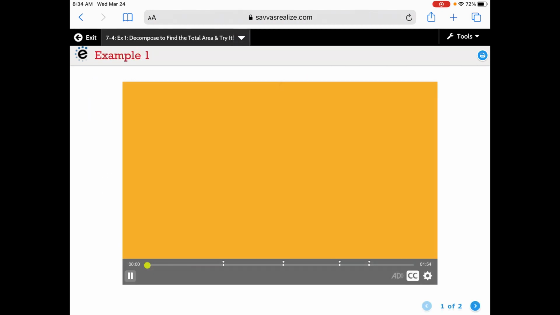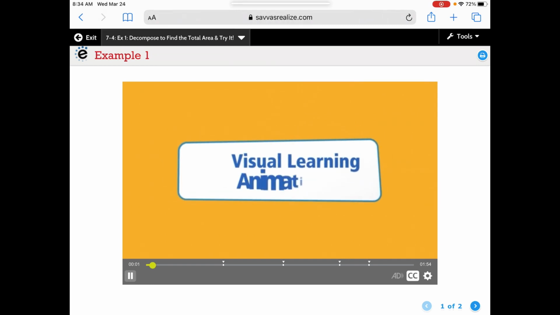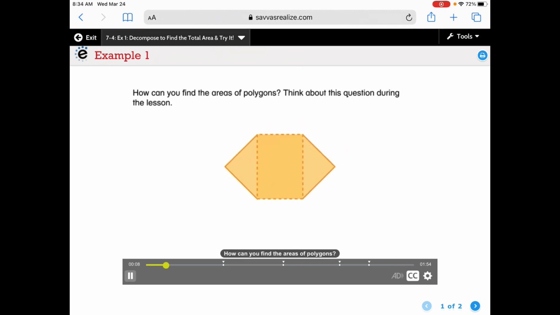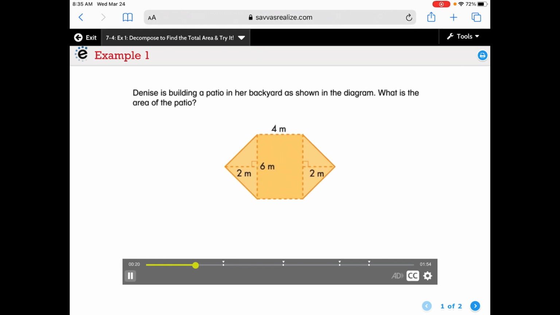All right, turn to page 420 to follow along with the video. How can you find the areas of polygons? Think about this question during the lesson. Denise is building a patio in her backyard as shown in the diagram. What is the area of the patio? You can decompose the polygon into shapes you know, or you can move its parts to form a rectangle.